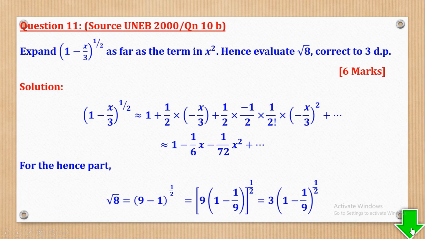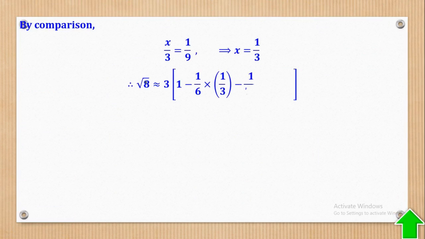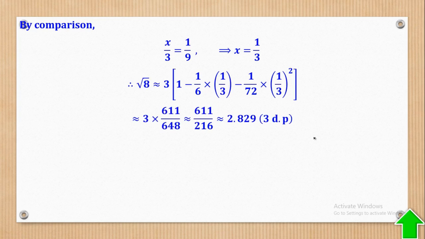So now that I can get the value of x, I'll easily get the required value of root 8. So root 8, where there is x, I'll put there 1 over 3. Then use the calculator to come up with that. Then remember the accuracy, it was 3 decimal places.